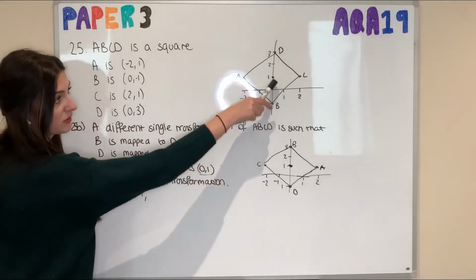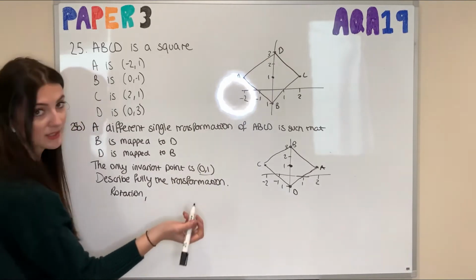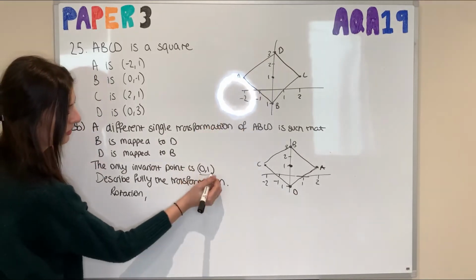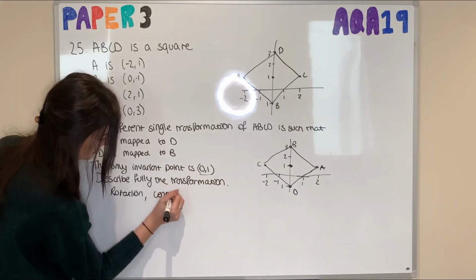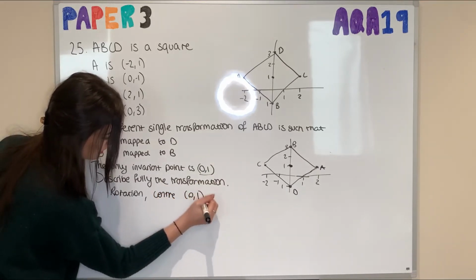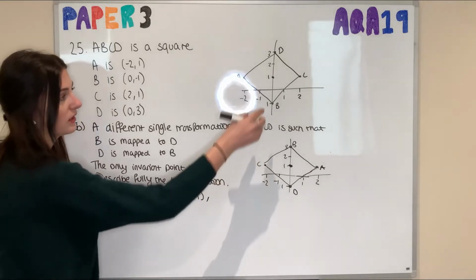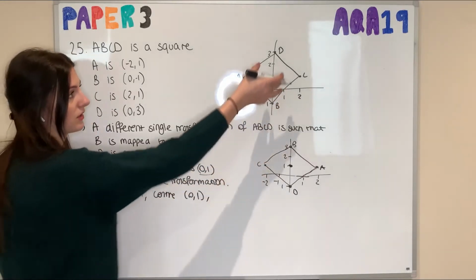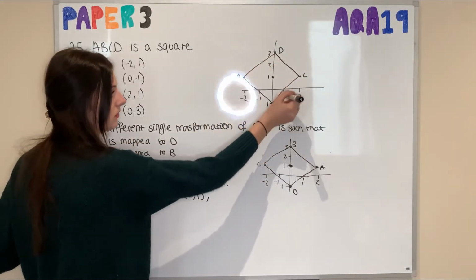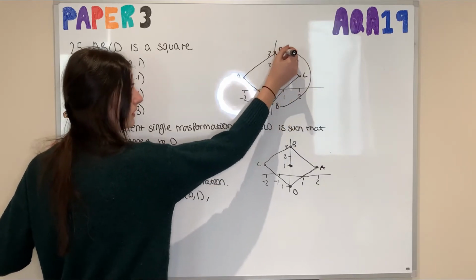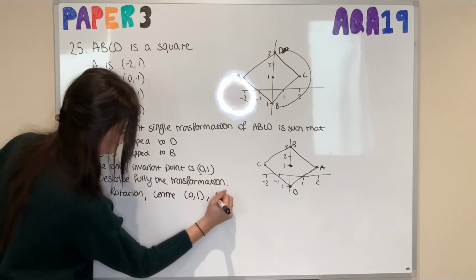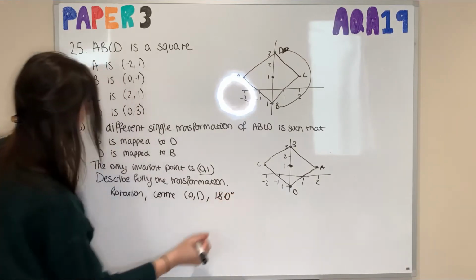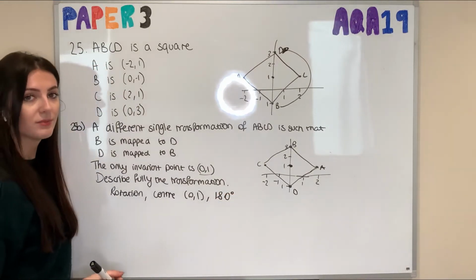The centre of rotation is this point here, which stays the same. So when x is 0, y equals 1. So centre is those coordinates. And then we know that it rotates by 180 degrees. So by moving here, this will be 180 degrees. And that is our question 25B.